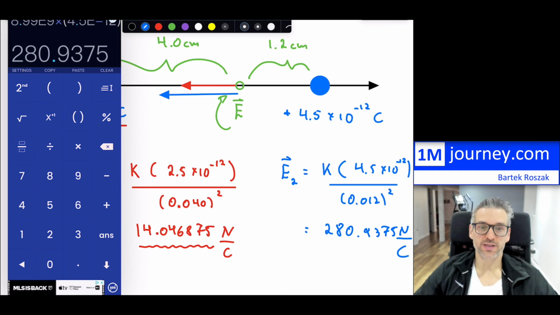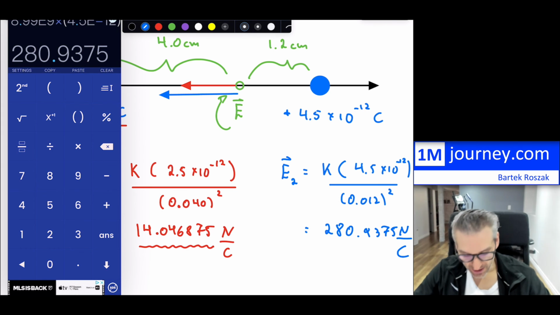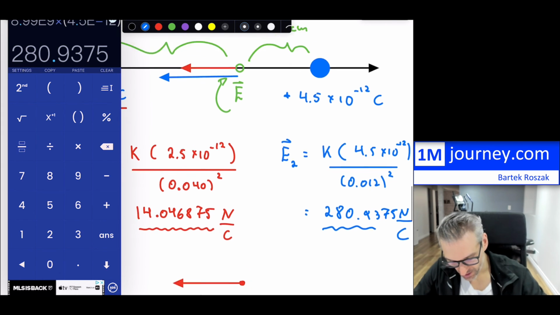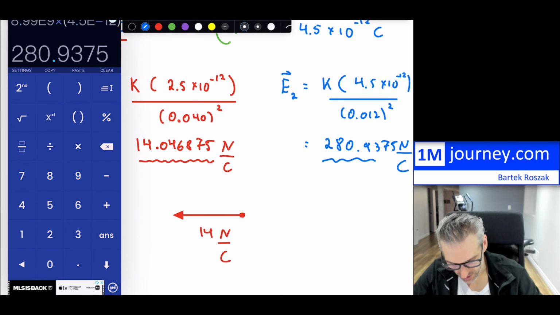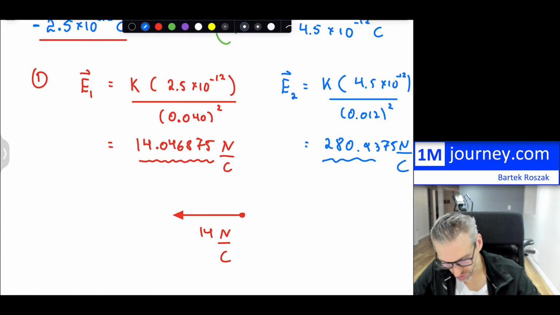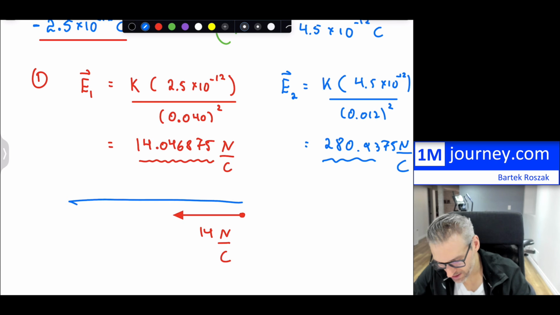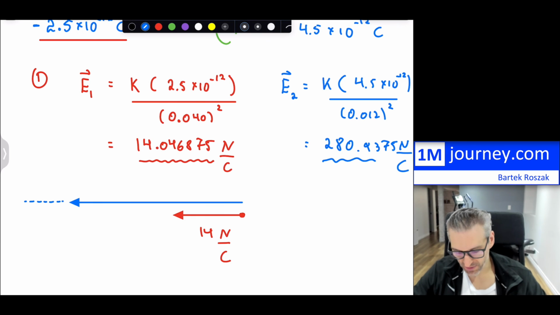All right, so here's the second one. Notice there's a big difference in magnitude. Well, A, the charge is bigger, but also it's much closer than it is to that negative charge. So we have now these two, and it's much, much bigger. Obviously I'm not going to be able to draw this out because it's so enormous in comparison to that 14. You can extrapolate this further, but it's going to be in this direction.